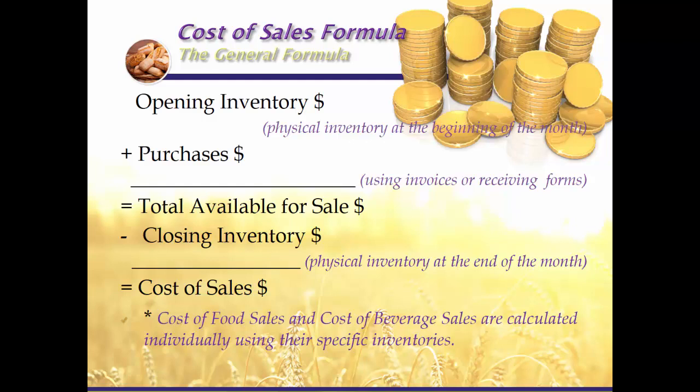So we take the opening inventory amount, and then we add any purchases, any dollar amounts in the purchases. This comes from using invoices or receiving forms. And this gives us our total available for sale. Then you take the total food available for sale, and you minus the closing inventory, which you will add up from your physical inventory at the end of the month. And that will give you the cost of food sales. And that's how we figure out our food costs. Now remember, the cost of food sales and the cost of beverage sales are calculated individually using their specific inventories.